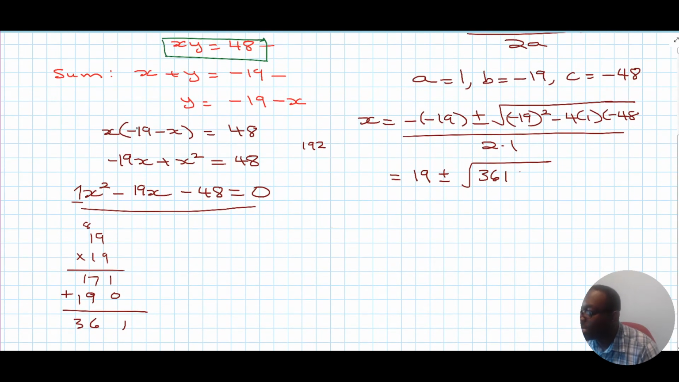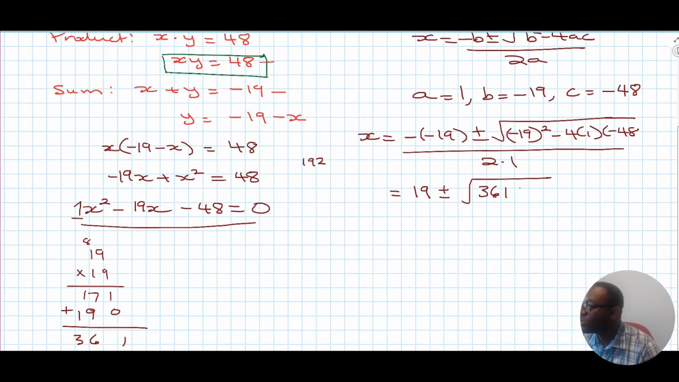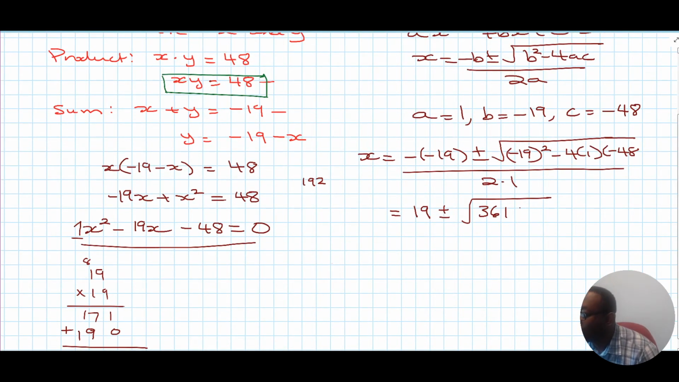Let me check something here. Give me a second. Let's just go through. I want to make sure we're doing it right. So xy, y is negative 19 minus x. That's correct. So xy is x, y is negative 19 minus x. So we have negative 19x plus x squared. And then, okay, this comes here. All right, I think we're on the right track.